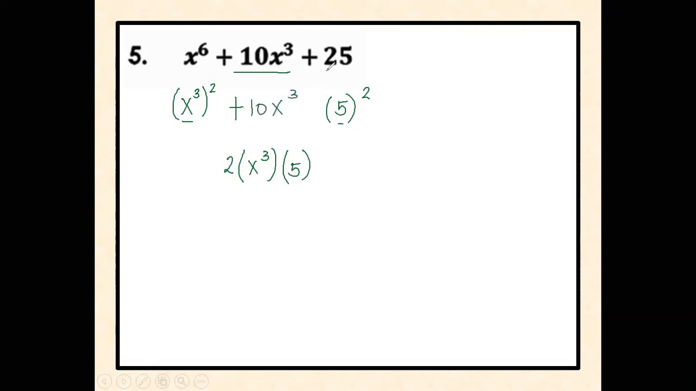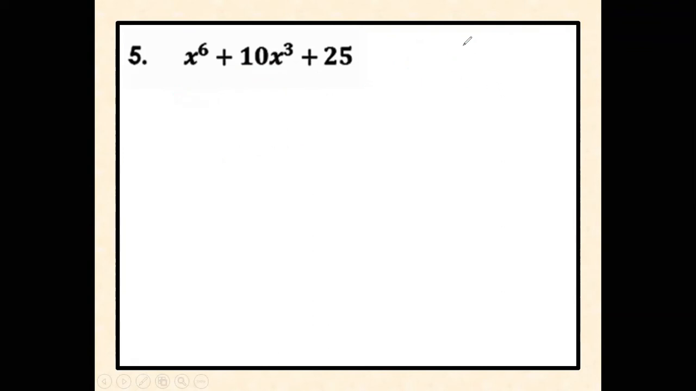So therefore, this is a perfect square trinomial, and we could write the factors of this as the squared term of the first term, which is x cubed, plus the squared term of the last term, which is 5, and then we square it. So this is now the square of a binomial. Let's have another example.